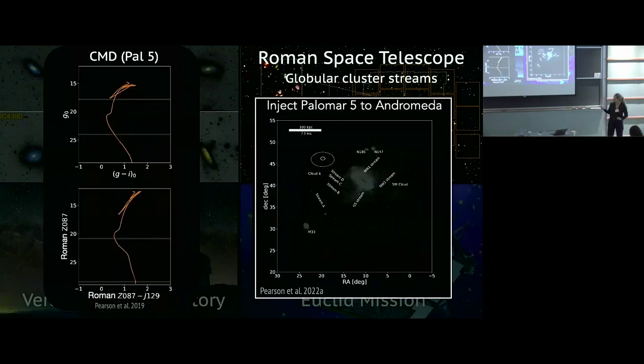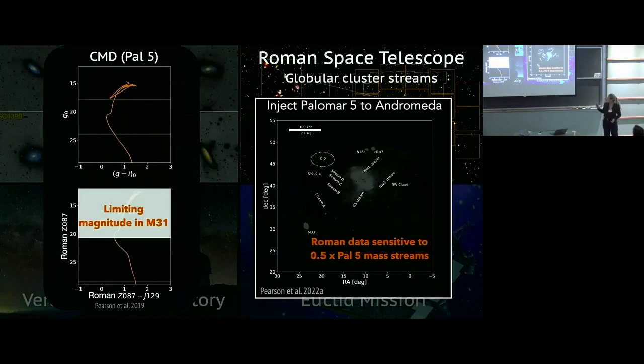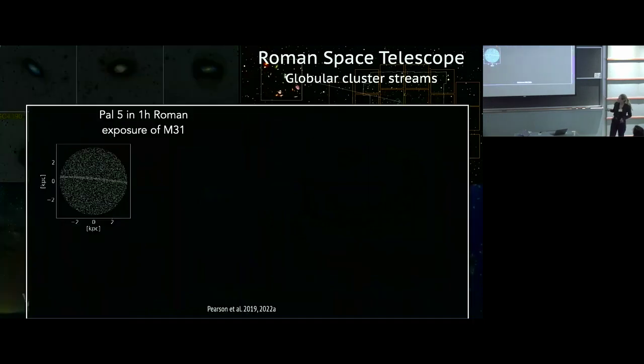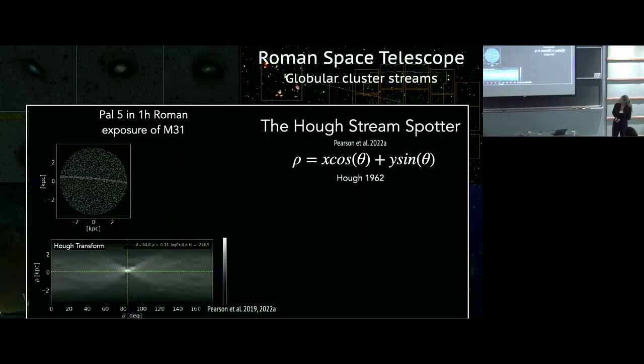And then the exciting part is that with Roman, a 1-hour Roman exposure, you actually get below this main sequence turnoff, and you could easily find these streams, even down to 50% of Pal 5's mass. So just a little bit more detail on how we did this. We take a Pal 5-like stream, inject it into mock simulated data of what Roman would look like in Andromeda, and then I developed this Hough stream spotter code to extragalactically determine whether or not you found a stream or not. And this is again playing a game of what's your signal with respect to your background.